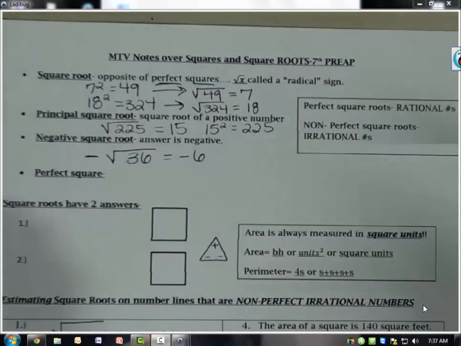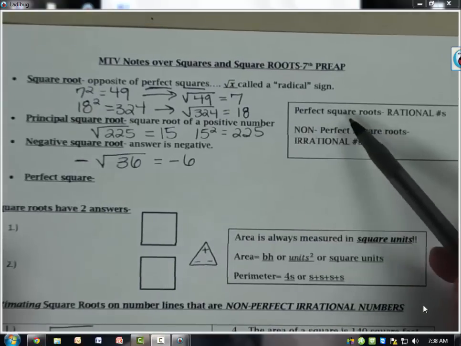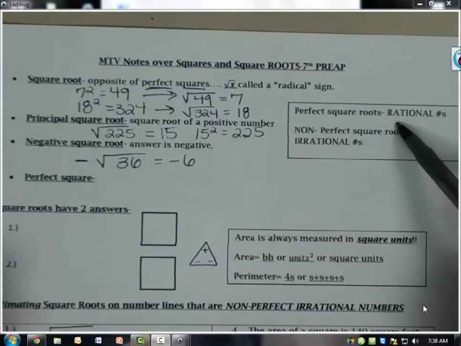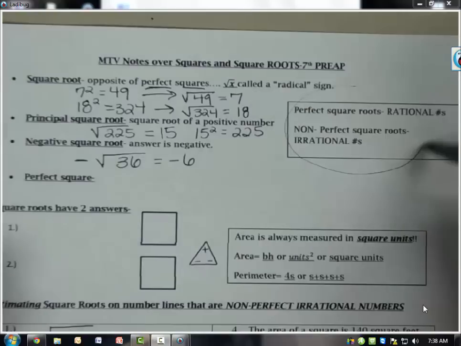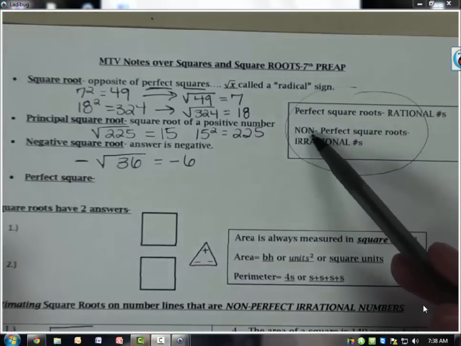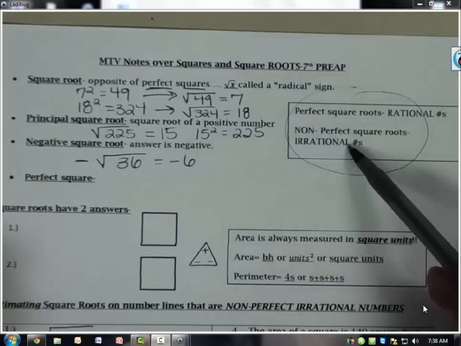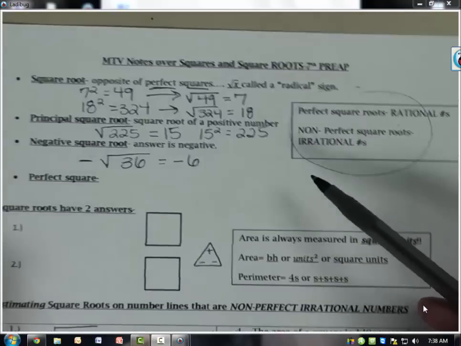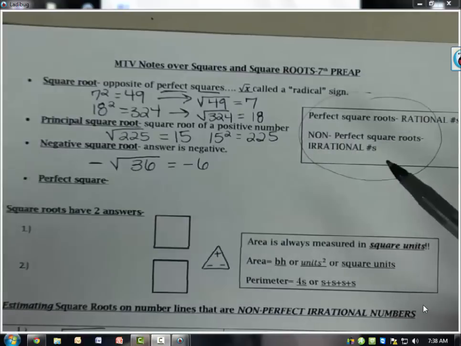Now let's look over here to the right. Okay, perfect square roots, rational numbers. We are going to talk about this whole square on Monday. Okay, but just going over it, non-perfect squares are irrational numbers. We're going to talk about that Monday. I just wanted to go over it so when we go back to it on Monday, you can remember me saying this in the video.